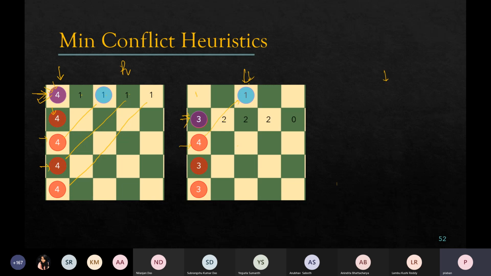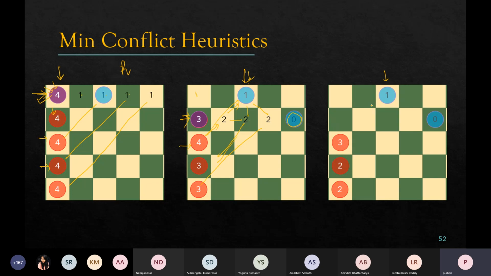Now, as I have selected this, I have to compute the conflicts for placing it in different cells in that particular row. If I place this here, I have 2 conflicts with this and this. If I place it here, I have 2 conflicts. If I place it here, I am having 2 conflicts again. And if we place it here, I have 0 conflicts. So here I have a minimum, and I'll be selecting this.